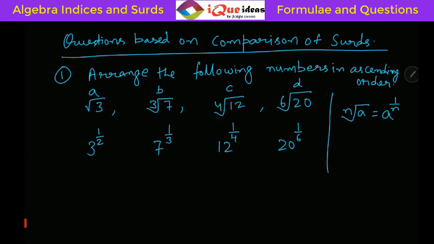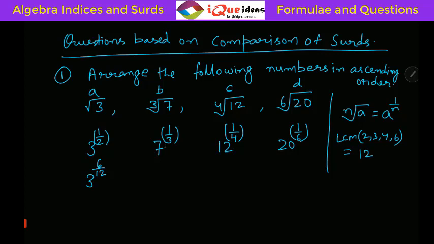Now here, look at the powers. The powers are 1 by 2, 1 by 3, 1 by 4, and 1 by 6. Look at the denominators of the powers: 2, 3, 4, and 6. Let's make them equal. How do we make them equal? We calculate the LCM of 2, 3, 4, 6, which is 12. Now, to make 12 in all the denominators, let's see. This 1 by 2 can be written as 6 by 12, so it is 3 to the power 6 by 12.